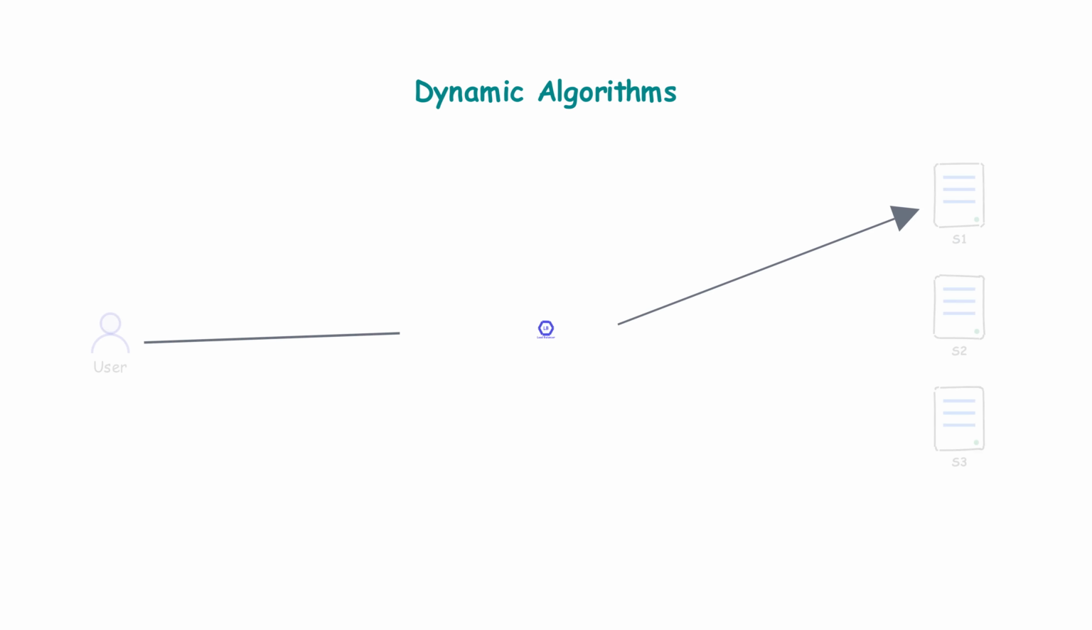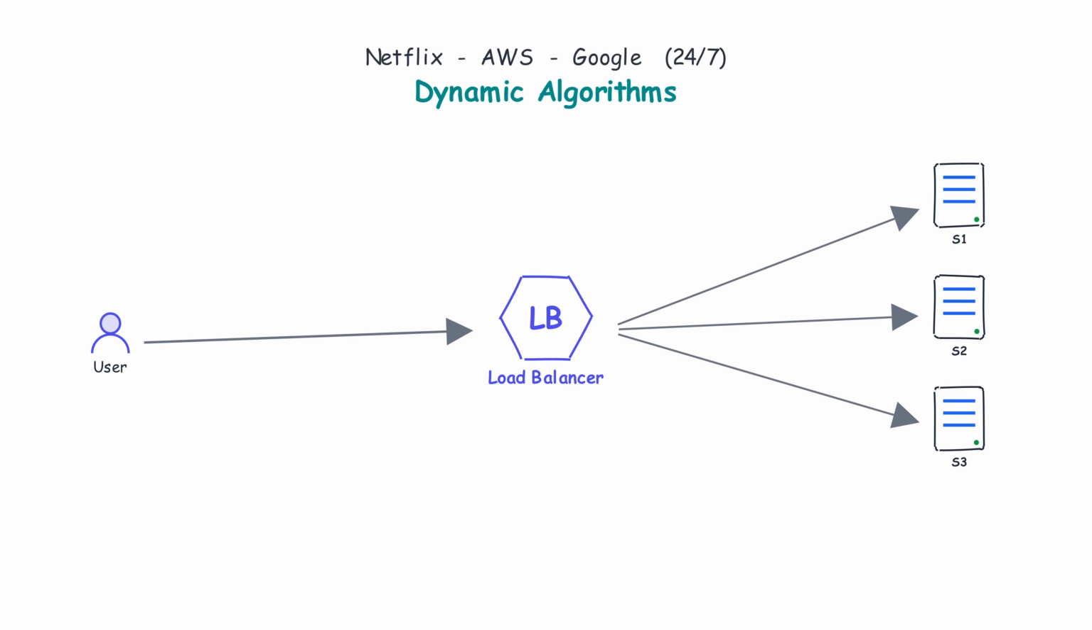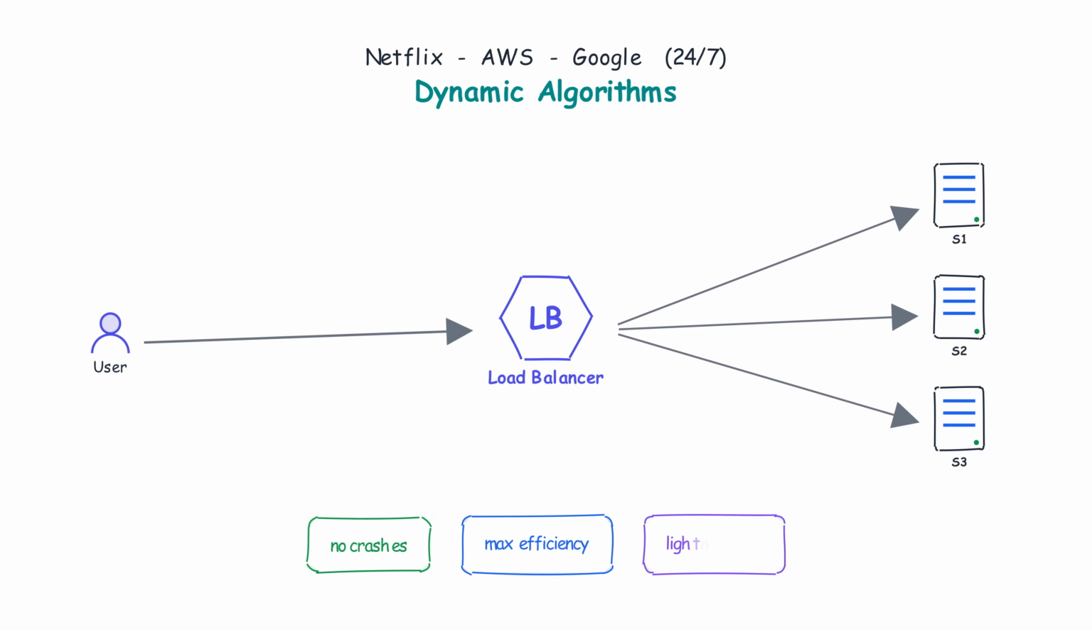From managing small websites to keeping global giants like Netflix, AWS, and Google up and running 24/7, load balancers are the fundamental core of reliable system design. They prevent crashes, maximize hardware efficiency, and guarantee that your users experience lightning-fast load times even during massive traffic spikes.